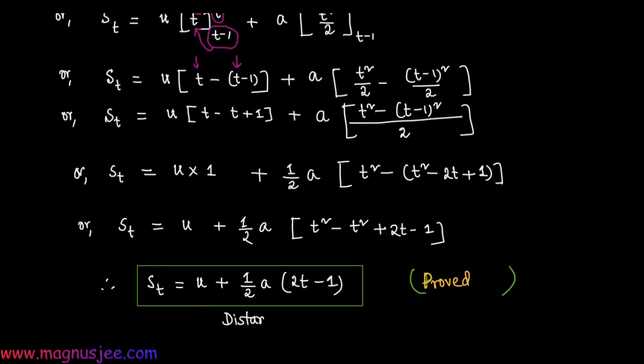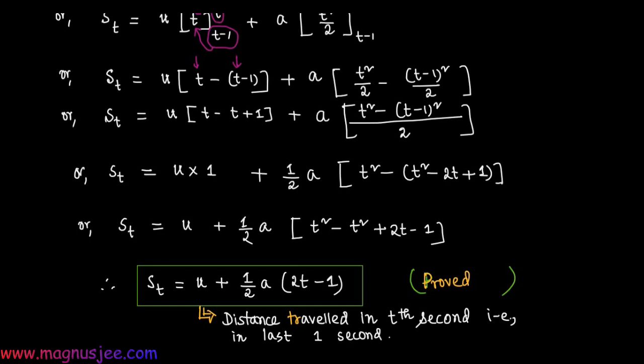This is the distance traveled by the body in the last 1 second, that is, the distance traveled in the tth second. s t is equal to u plus half a (2t minus 1), which is the distance traveled in the tth second, that is, the distance traveled by the body in the last 1 second.